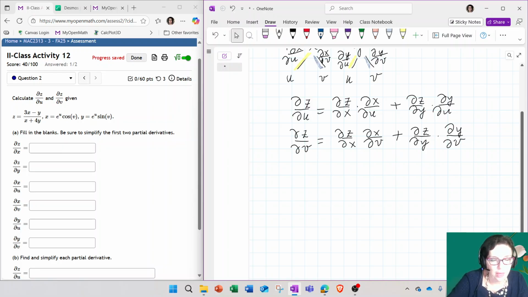Okay. So that's the rule, but now let's go ahead and see if we can find all of this stuff. We do have to simplify the first two partials, and it says we have to simplify the final answer. Ooh, okay. Well, let's go with the first one.